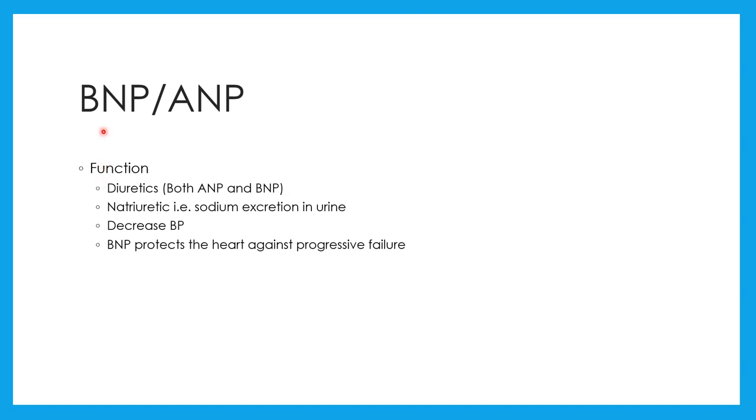The function of BNP and ANP: diuretic in nature, both of them. Natriuretic, meaning they have the capability of excreting sodium. When there is sodium excretion in urine, then there will be a drop in blood pressure. BNP will protect the heart against progressive failure. So when we find it in heart failure, it means loss.